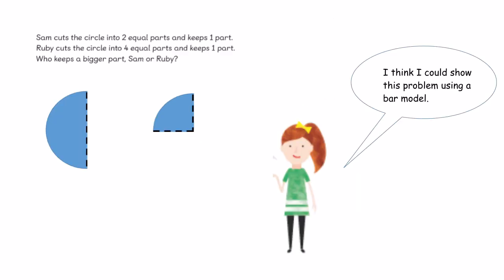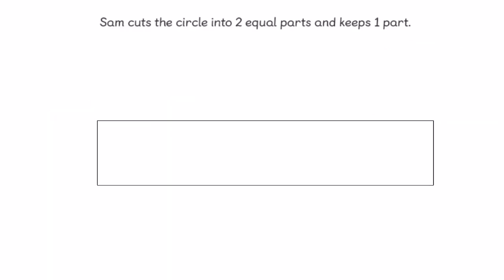We used our pieces of paper to show who kept a bigger part. Our friend from Maths No Problem thinks that she could solve the problem using a bar model. Is she correct? Do you think this is possible? Can you pause the video and have a go at drawing the bar models to show this problem? What do you think they would look like? Let's have a look together.